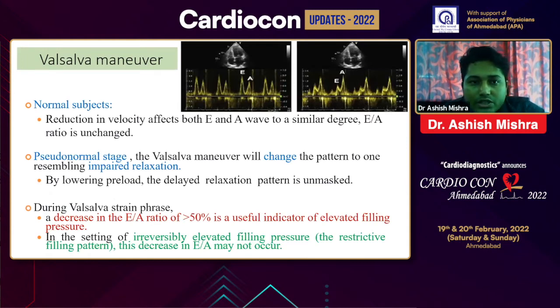So this is the application of the Valsalva maneuver in assessing diastolic dysfunction. In normal subjects, the reduction in velocity with Valsalva affects both E and A waves to a similar degree, so the E/A ratio is almost unchanged. But in the pseudo-normal state, which is grade 2 diastolic dysfunction, the Valsalva maneuver will change the pattern to one resembling the impaired relaxation pattern by lowering the preload, and the delayed relaxation pattern is typically unmasked with this maneuver. During the Valsalva strain phase, a decrease in E/A ratio of more than 50% is again a useful indicator of elevated filling pressures.